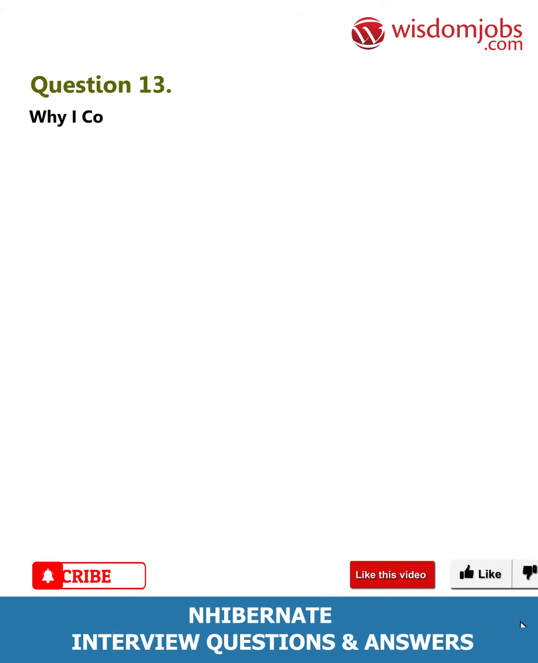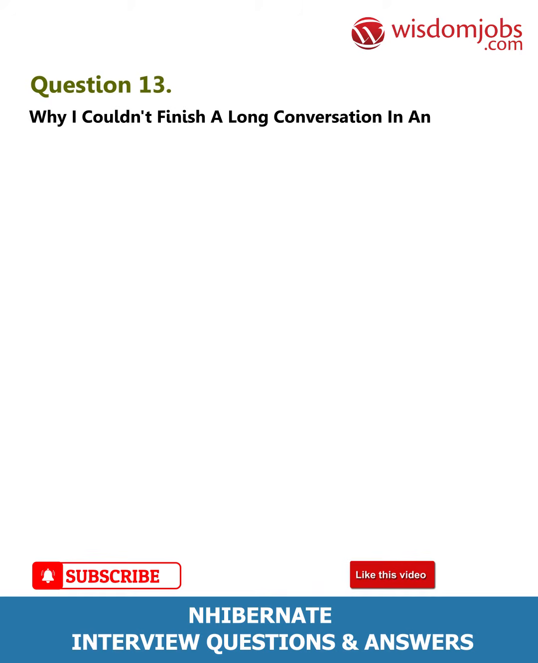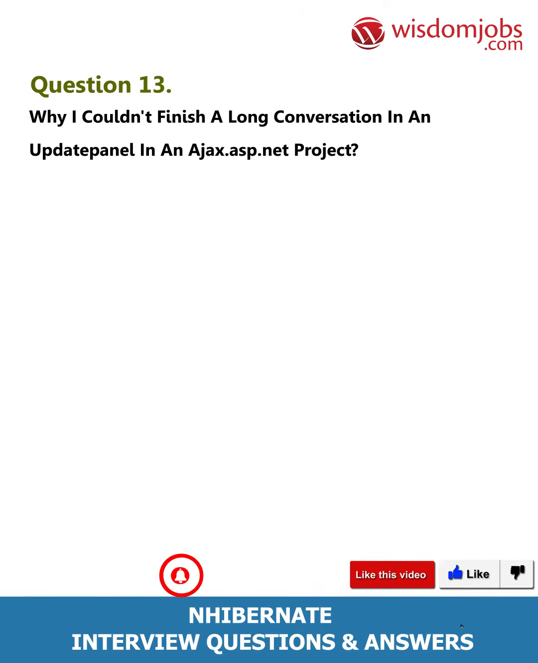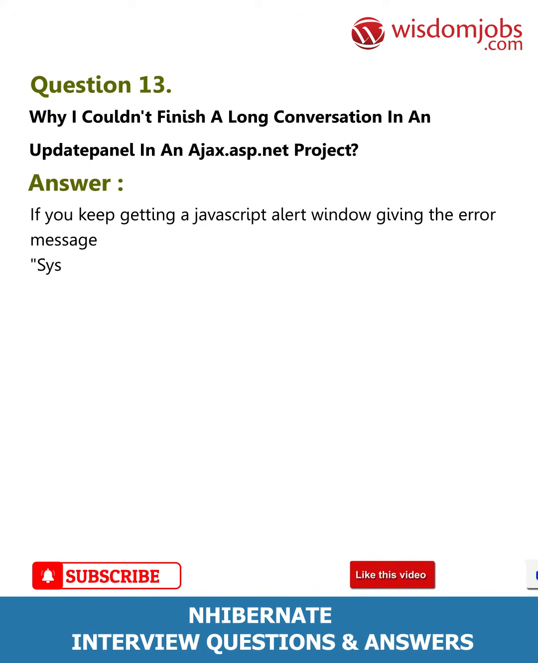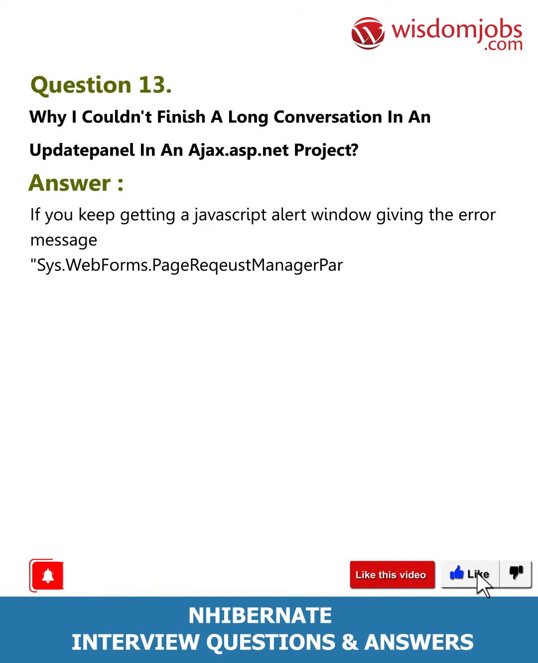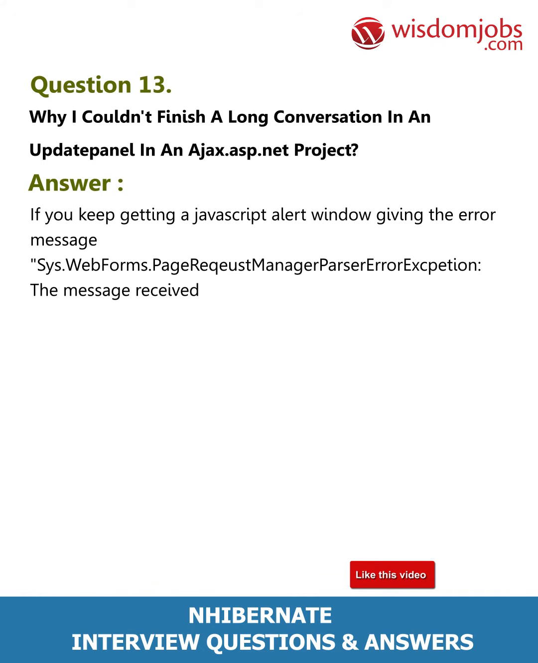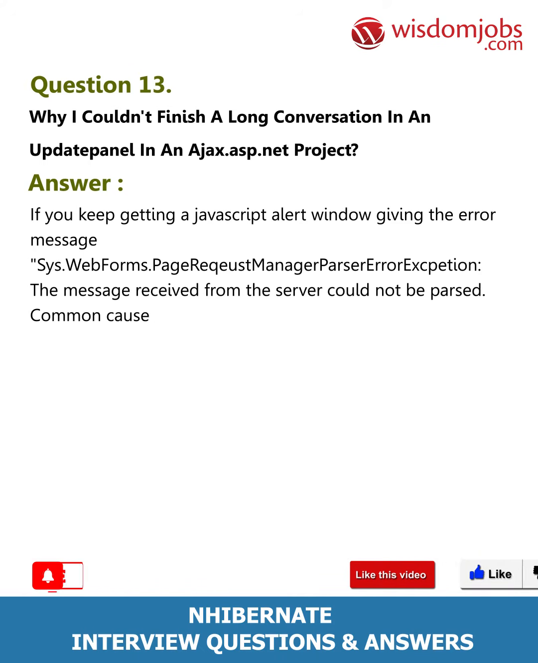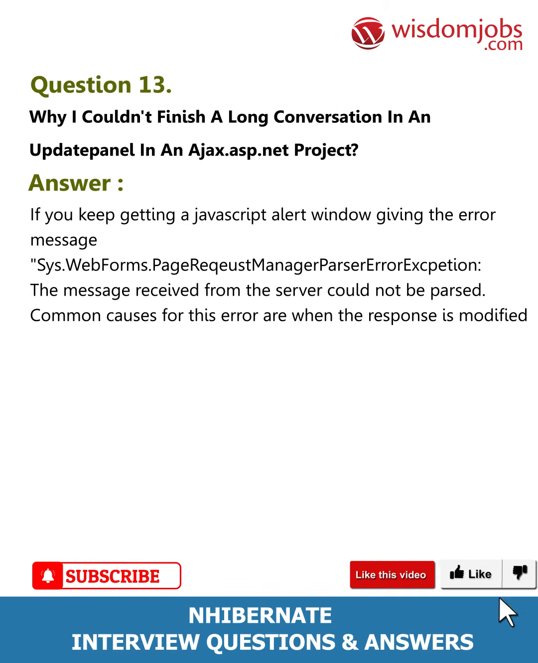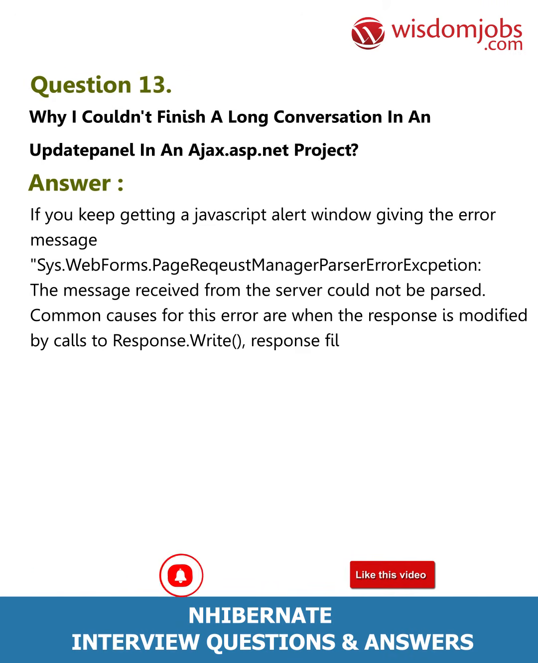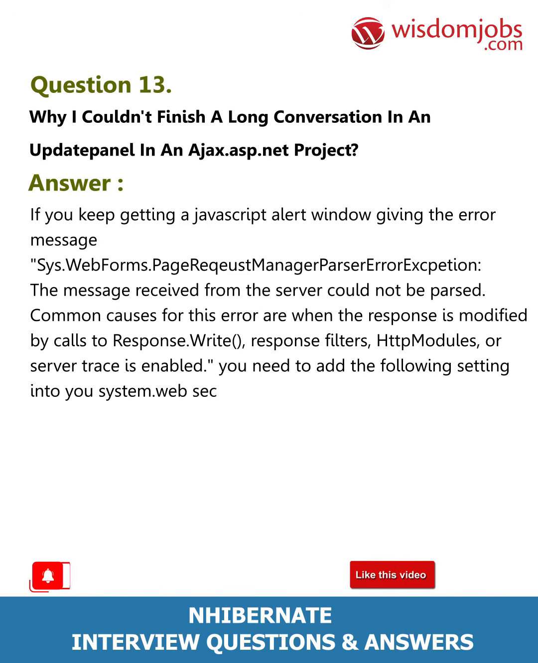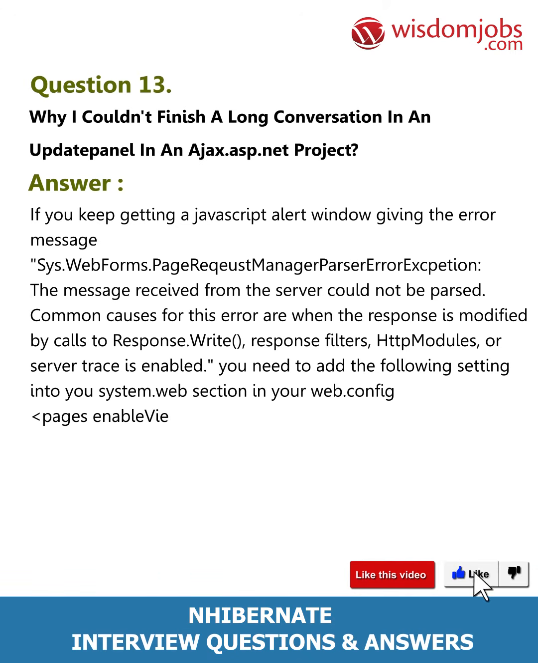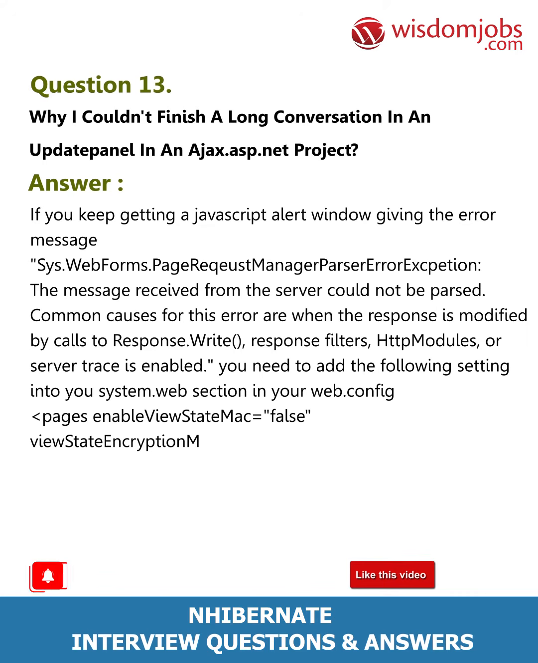Question 13. Why couldn't I finish a long conversation in an update panel in an ASP.NET Ajax project? Answer: if you keep getting a JavaScript alert window giving the error message Sys.WebForms.PageRequestManagerParserErrorException, the message received from the server could not be parsed. Common causes for this error: when the response is modified by calls to Response.Write, response filters, HTTP modules, or server trace is enabled. You need to add the following setting into the system.web section in your web.config. pages enableViewStateMac equals false, viewStateEncryptionMode equals Never.